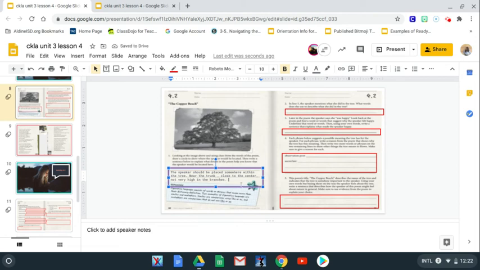Perfect. So we have our answer. She was somewhere within the tree. And how do we know that? Well, because it says near the trunk, close to the center, and not very high in the branches. That is our evidence from within the poem.